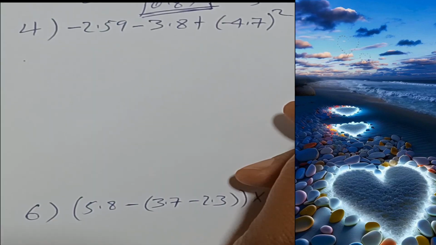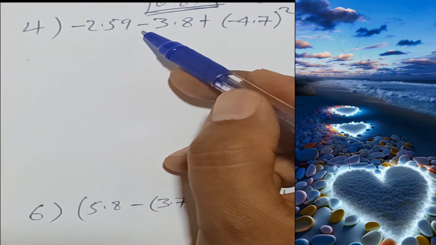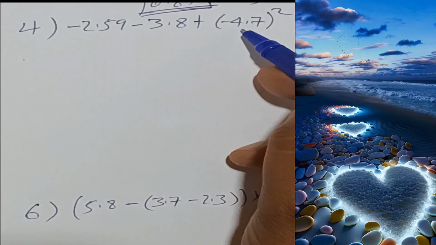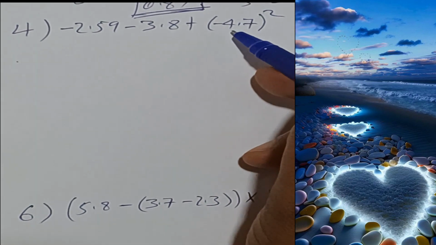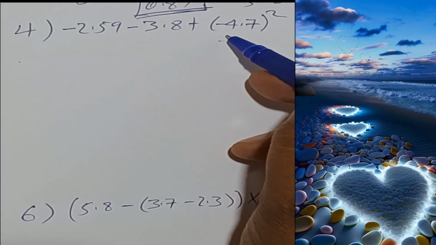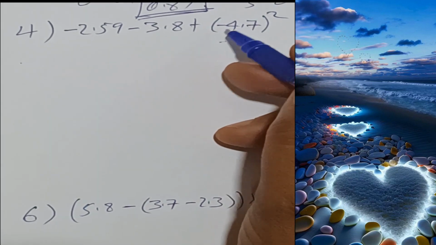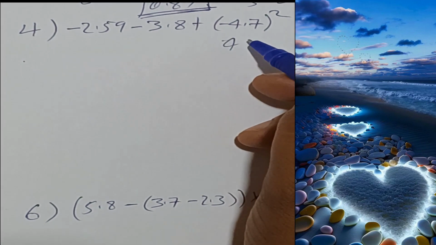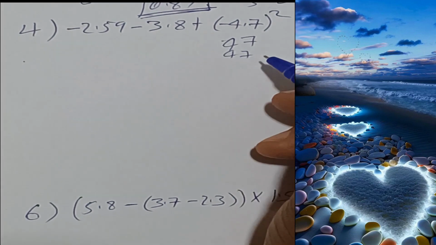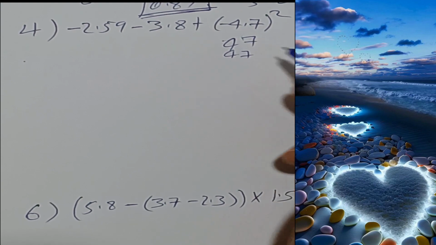Great. So next, minus 2.59 minus 3.8 plus minus 4.7, the whole square. So first we shall square this: negative 4.7 times negative 4.7. The answer will be positive, because negative times negative becomes positive. So we multiply 47 times 47, then we add two decimals because I have 1 and then 1.